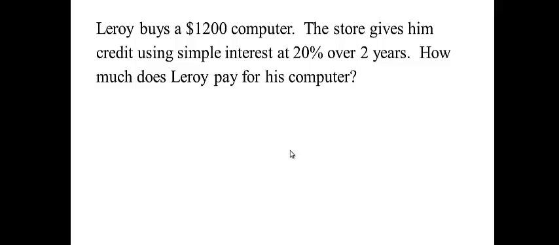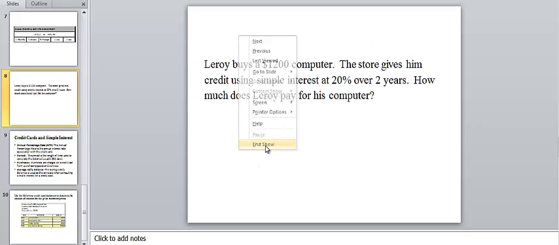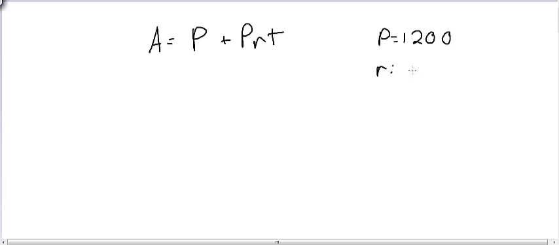So I first need to figure out what is the interest that's being charged to him over these 2 years on this purchase. Then, since that has to be paid, I add that back onto the original amount that he paid for the computer. That becomes our total cost. So I can say A equals P plus PRT. My principal I know is $1,200. My rate was 20%. And my time was 2 years.